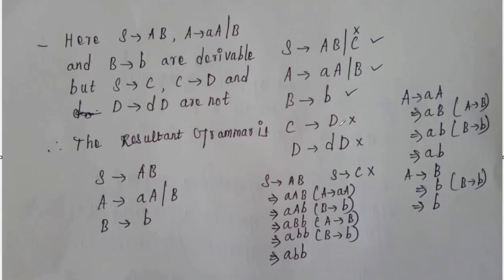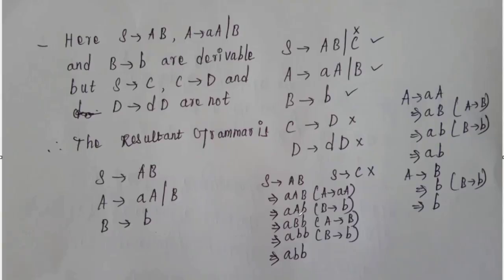C tends to capital D, D tends to small d, capital D. When you remove these two productions, obviously C has to be removed. So the remaining productions are S tends to AB, A tends to small a capital A or B, B tends to small b. Now we need to check whether the productions are derivable or not. Take the first production, S tends to AB. Instead of A, substitute AA. Instead of B, substitute b.